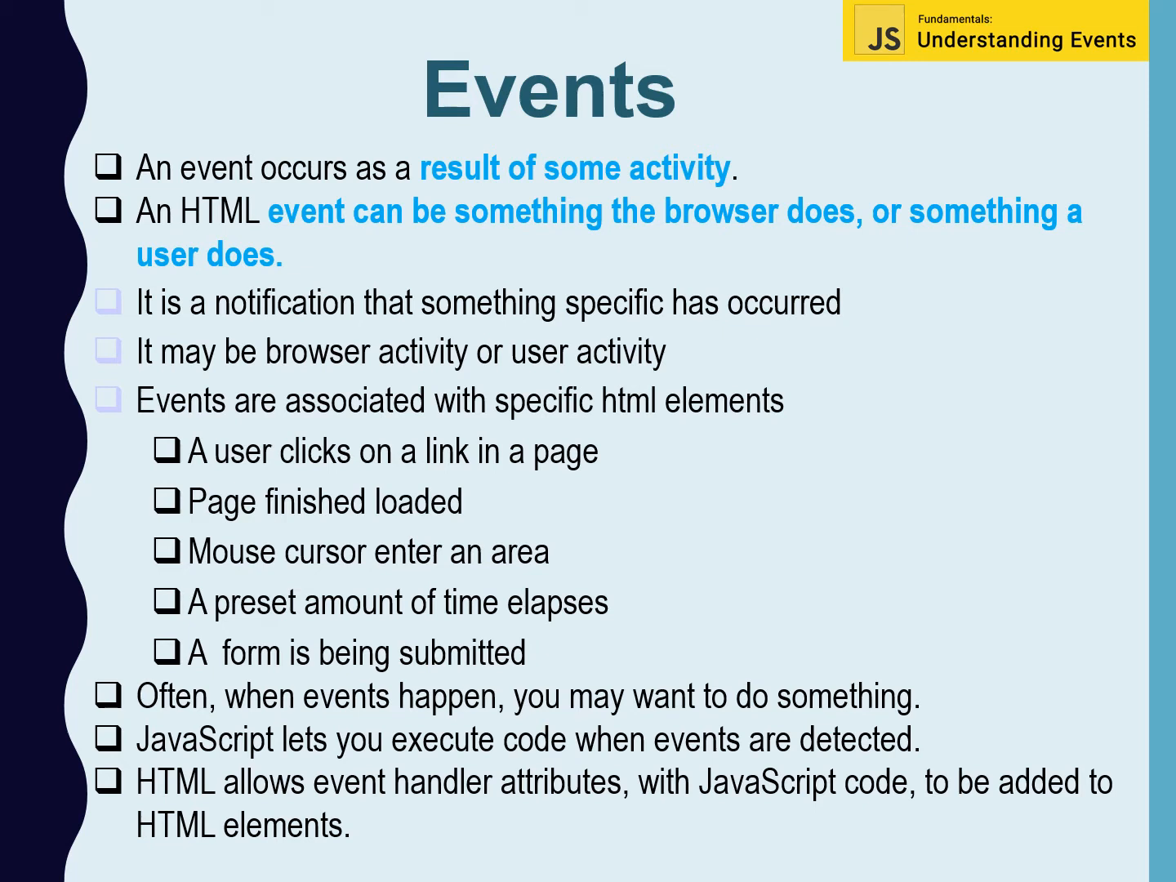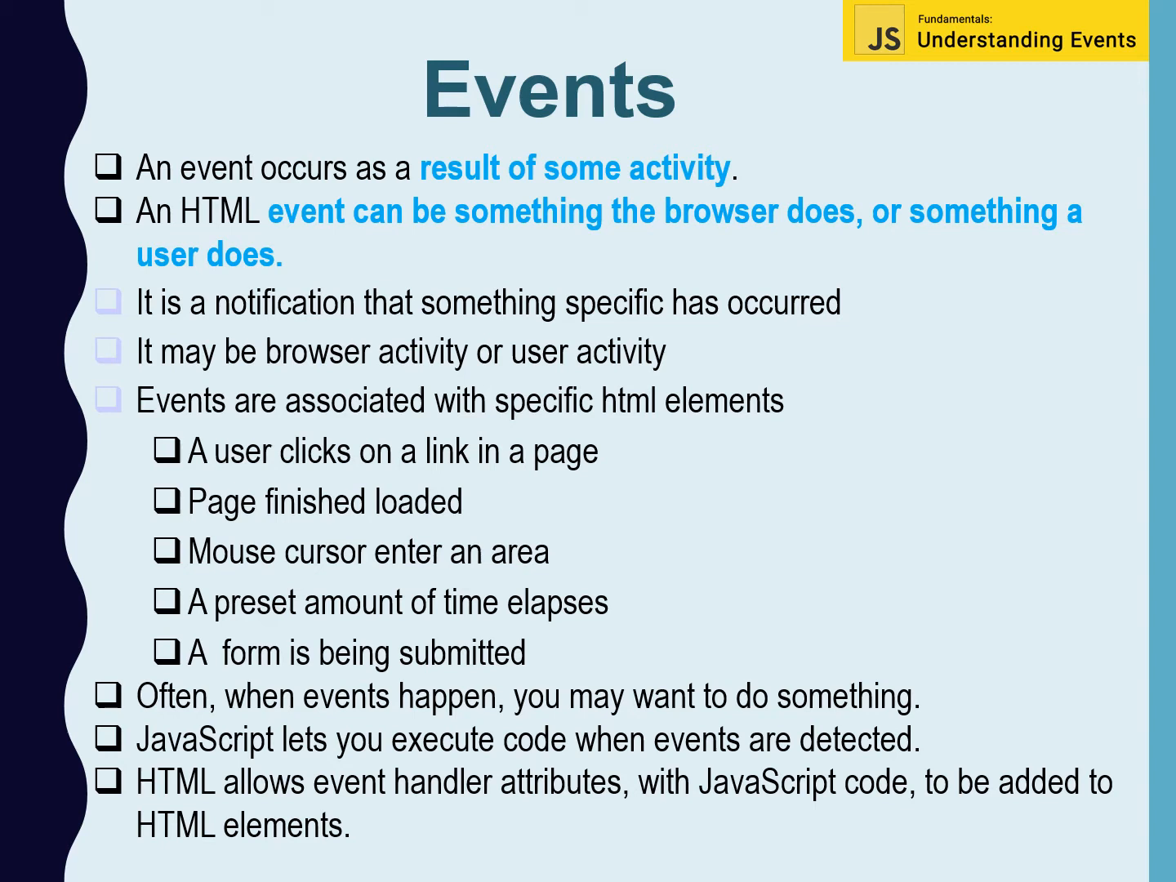An event occurs as a result of some activity. So an event is some notable action to which a script can respond. An HTML event can be something the browser does or something a user does. It is a notification that something specific has occurred. It may be browser activity or it may be a user activity. Events are associated with specific HTML elements.